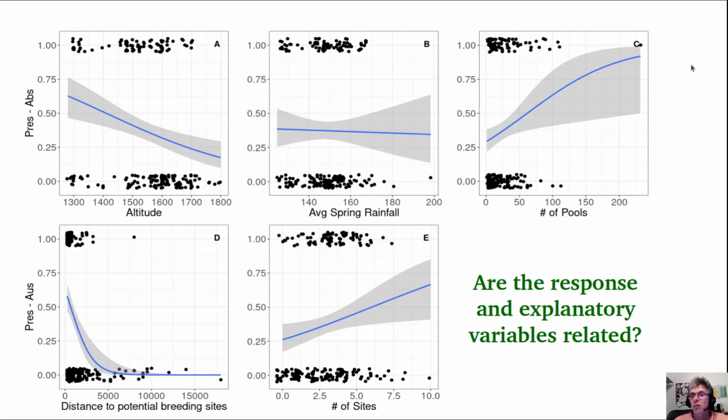This shows that as the number of pools increases, the probability of presence seems to increase, although this is probably driven by a single point, so we are not going to pay much attention to that. And here we see the probability of presence against the distance to potential breeding sites and the number of sites. So some of these explanatory variables are related to the response variable.